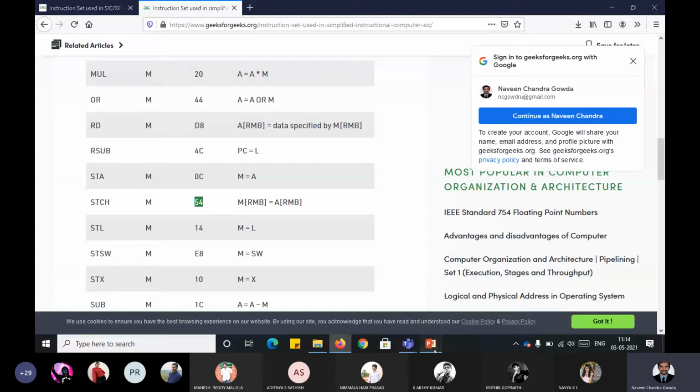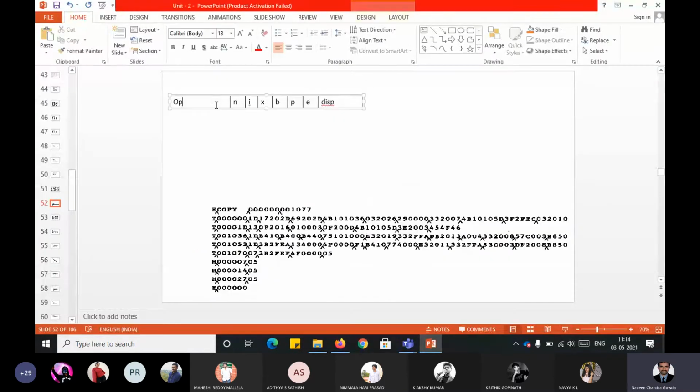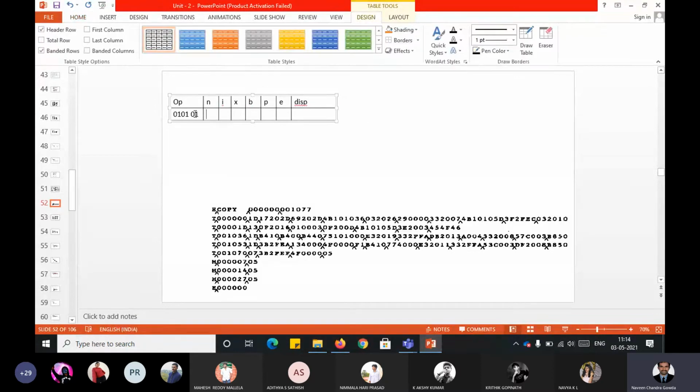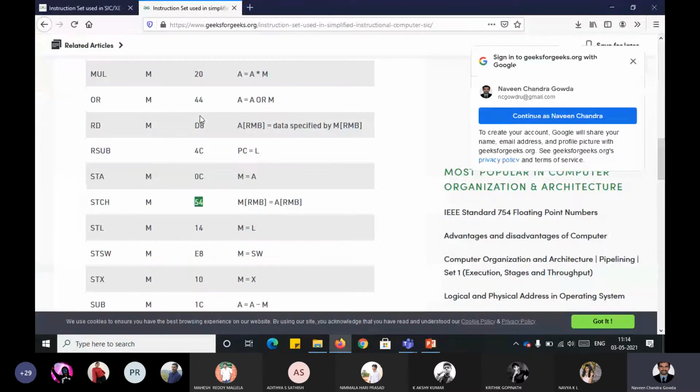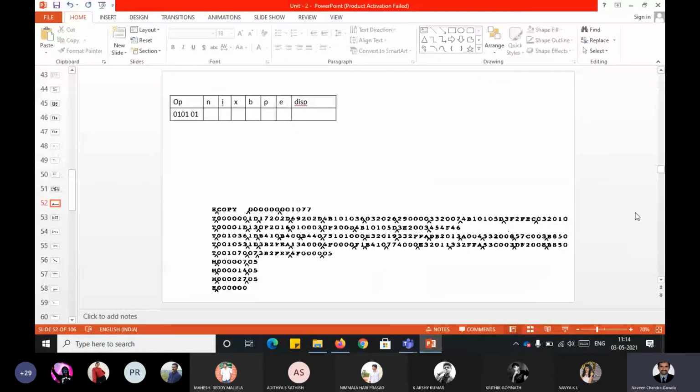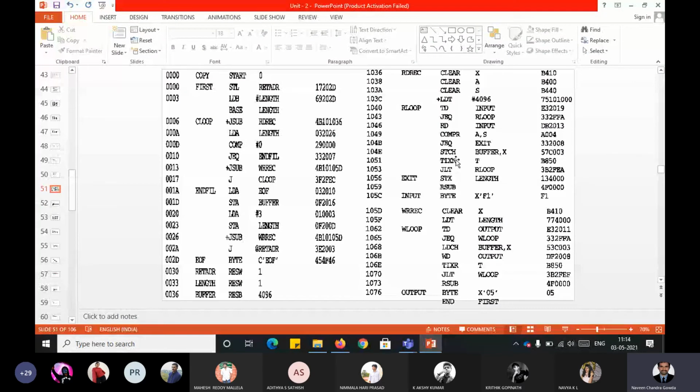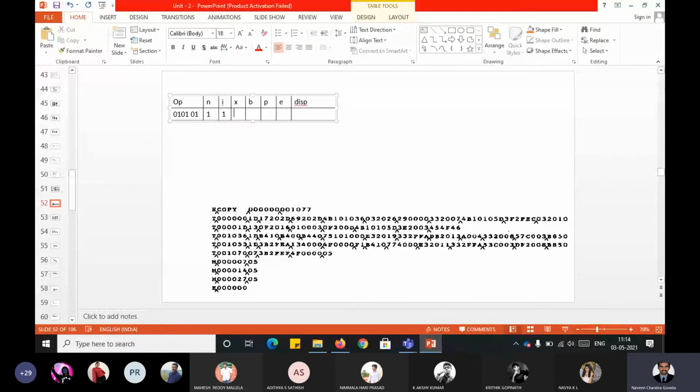I'll write 5 as 0 1, 0 1. Because I need to write only 6 bits, I'll write 54 as 5 and 4, and in the 4 I'll write only 0 and 1. In this instruction, STCH buffer comma X, it is neither indirect nor immediate, so both n and i I'll set as 1. And since I am using the X register as well, I'll set x also as 1. It's a format 3, so I'll set e as 0.